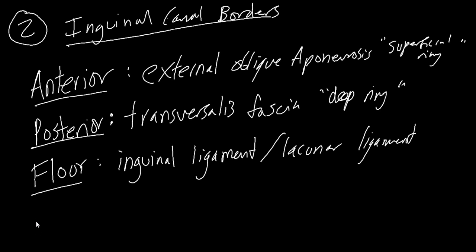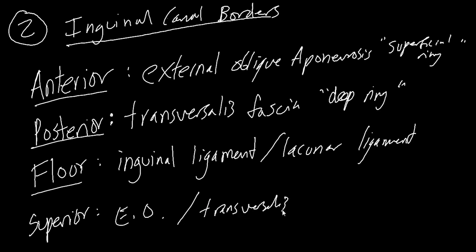You've got your roof, or the superior aspect. So I'm going to write superior. The superior aspect of this canal is really just bordered by this transversalis fascia and the external oblique. So I'm going to write this external oblique, and then also transversalis fascia. Really, it's these three that are going to be your main ones for the borders. The superior aspect is simply just kind of where the transversalis and the external oblique meet.